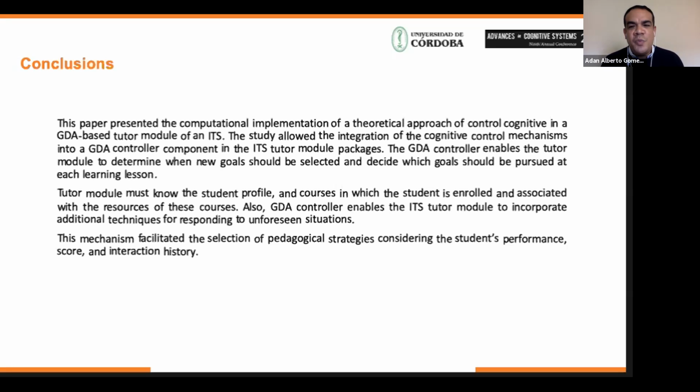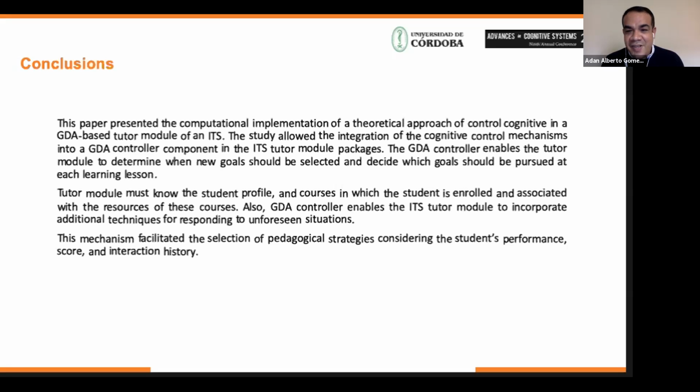For this, the tutor model must know the student profile and the courses in which the student is enrolled and associated with the resources of these courses. Also, GDA control enables the ITS tutor model to incorporate additional techniques for responding to unforeseen situations. However, the system presented anomalies related to failures when pedagogical strategies were selected or loaded. The cognitive control mechanisms improve this process, adding autonomy to the system in decisions about choosing pedagogical strategies.